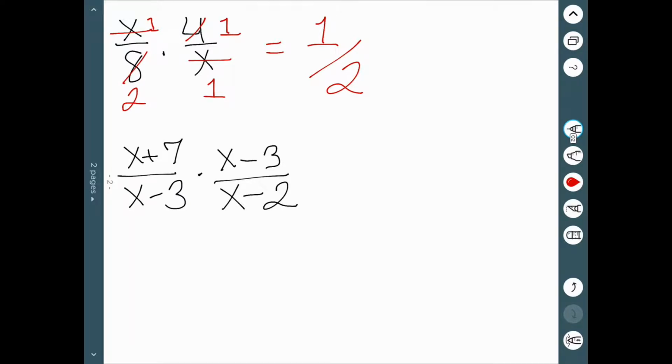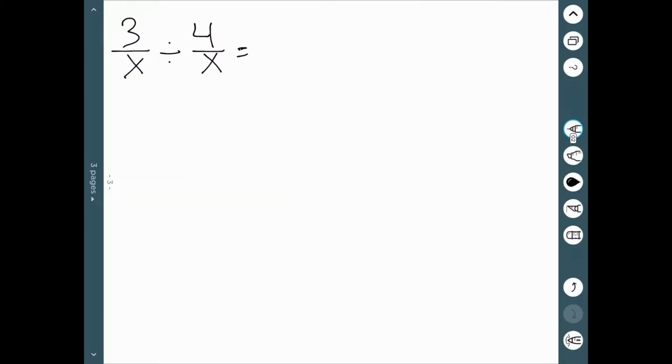Another example with a little more variables in it, x plus 7 over x minus 3 times x minus 3 over x minus 2. And the important thing here with cancellation is to realize that you cannot cancel over addition and subtraction. You can only cancel over multiplication and division. So whenever I cancel something, I have to cancel this whole thing of x minus 3. Then on the top I'm left with the x plus 7 and the bottom the x minus 2. And I can't cancel the x's anymore because I would need to cancel the entire numerator with the entire denominator, which we just can't do.